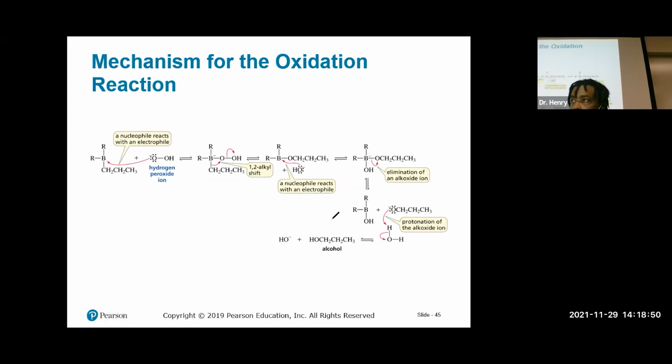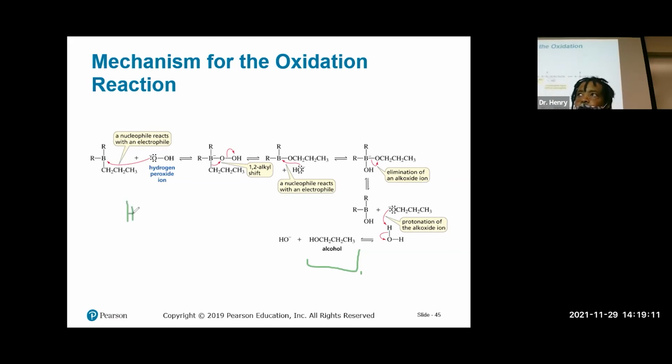See, the alcohol, right? So that's what we're primarily concerned with. Everything else is just a means to get to that, okay? And we're using hydroboration to get us to that point.